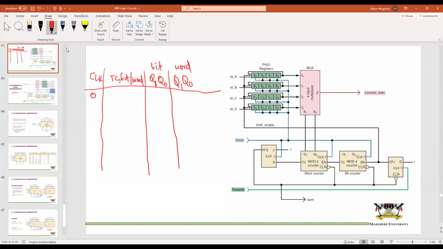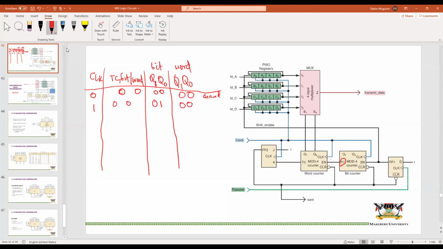Okay, so we have 0. This is going to be 0 and 0, meaning that that is disabled. This will also be 0 and 0, and that will also be 0 and 0, because everything is cleared. On the first clock signal, the bit counter will count. The TC will still be 0, 0. But this one, for the bit, will count to 0, 1. The word counter needs the TC signal to be 1 for it to count. So this one will not count. It will stay at 0, 0.